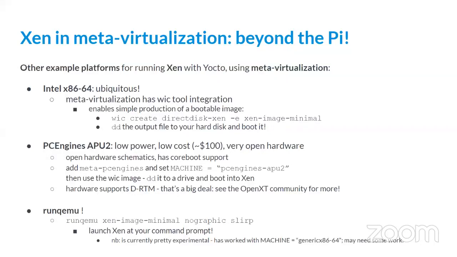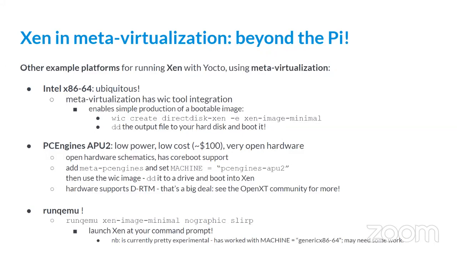PC Engine's APU2 is quite an exciting piece of hardware that can run Xen as well using meta-virtualization. This one's exciting because it supports DRTM, which the OpenXT community cares about quite a bit.